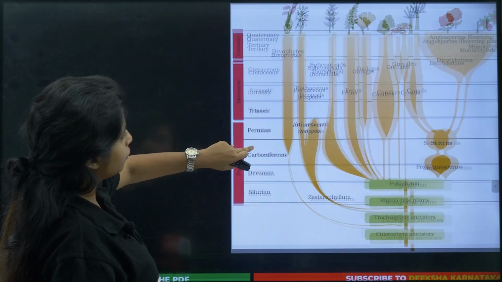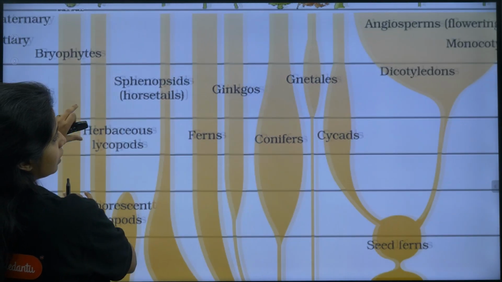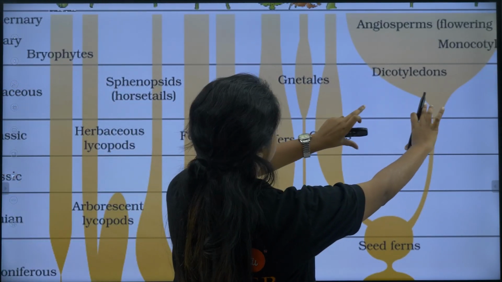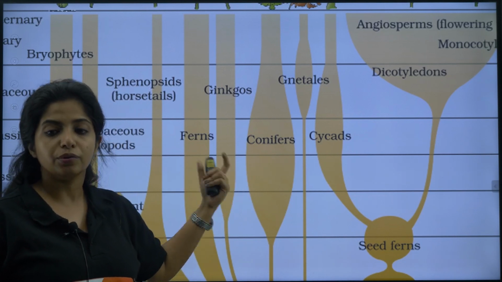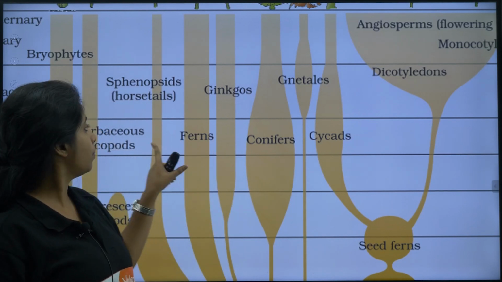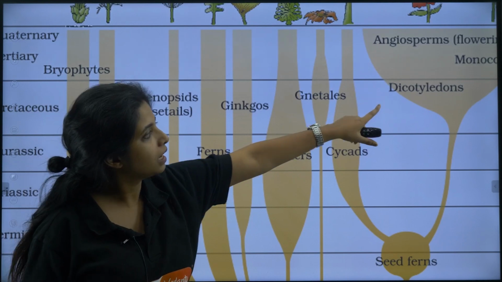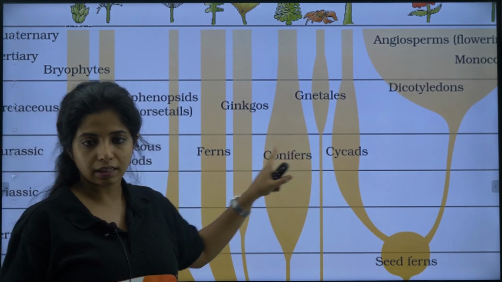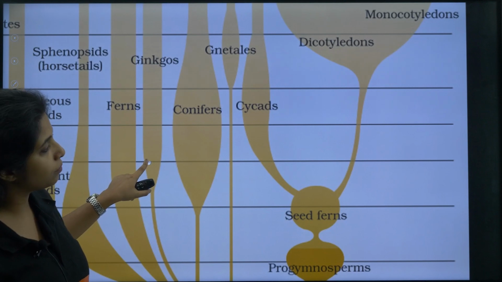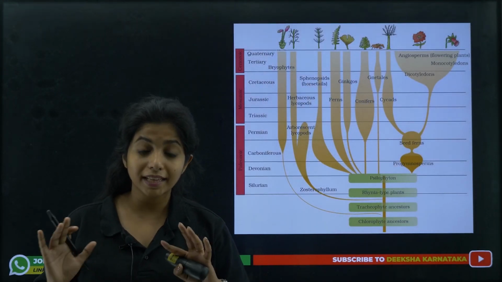So for example, over here, if you see, there is Cretaceous and Jurassic where they have specifically mentioned everything like this. Okay, so over here you have to remember these things. Spinopsids, ginkgos, knit-tails, dicotyledons. Over here, herbaceous lycopods, ferns, conifers, cycads. So these are the things that you have to remember somehow. There is no way that you can skip those.